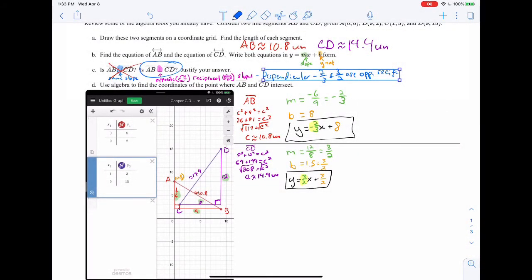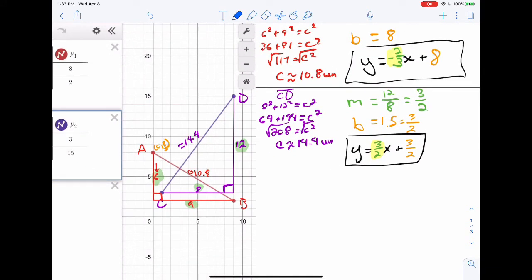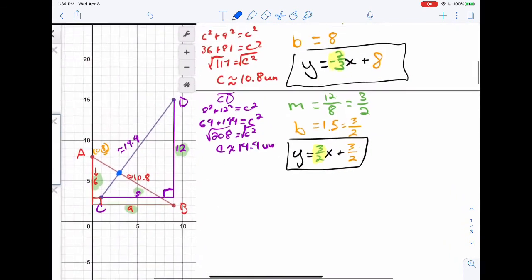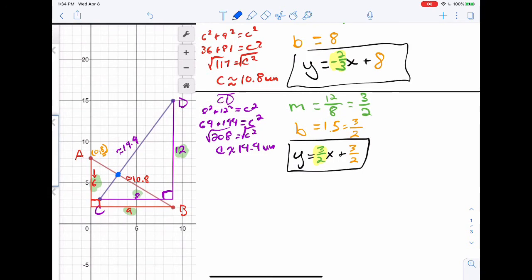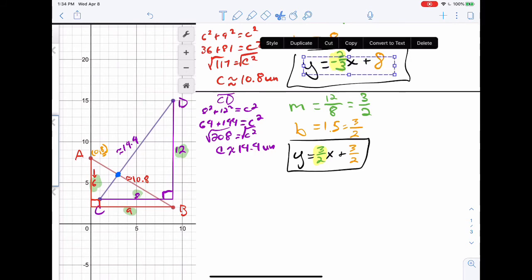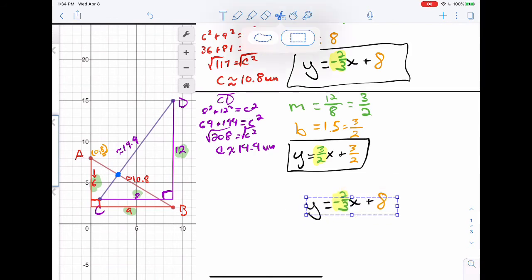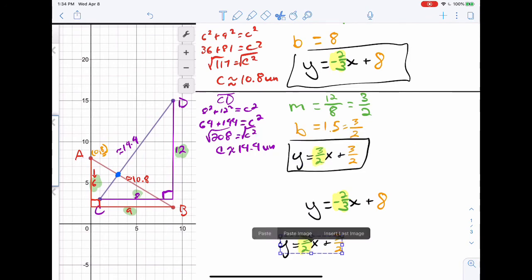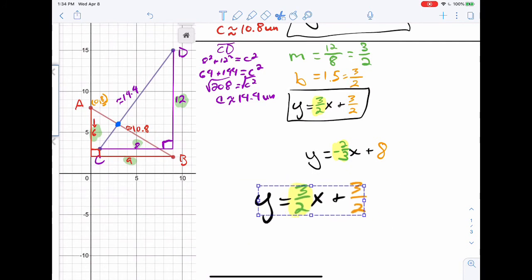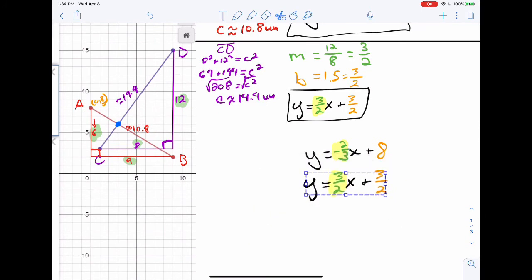Lastly, on to letter D. Use algebra to find the coordinates of the point where AB and CD intersect. In order to use algebra, we're trying to find this point right here. We need to solve the system of equations, the system just being more than one of something. And so we are going to copy this equation and this equation, and we're going to solve the system.